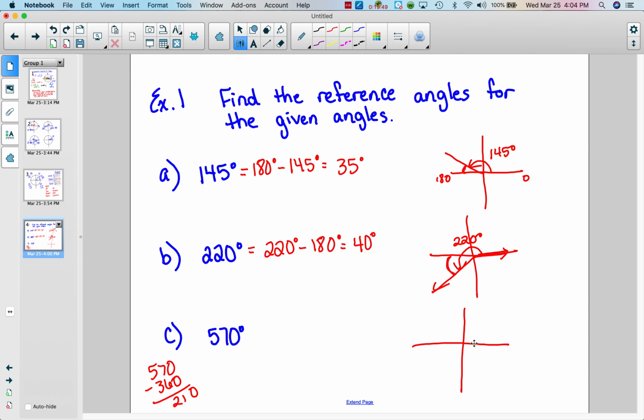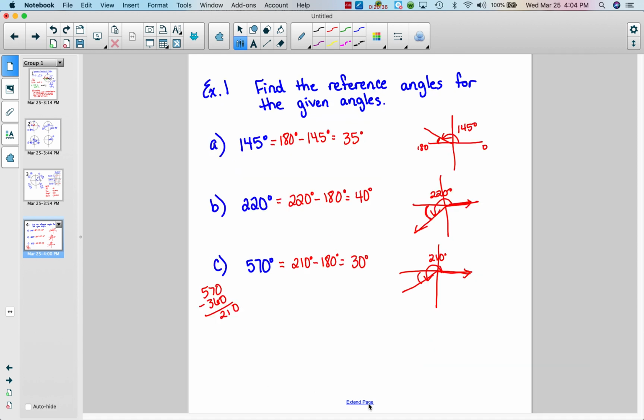So 570 is going to have the same reference angle as 210. So 210 is going to be in here somewhere. I don't care, you could do the whole little loop to show, or you can say 210 because 210 and 570 are coterminal angles, which means they are going to have the same reference angle. So to get that, I'm going to take 210 minus 180, and I get 30 degrees as the reference angle. So that's what you do if your angle is larger than that.